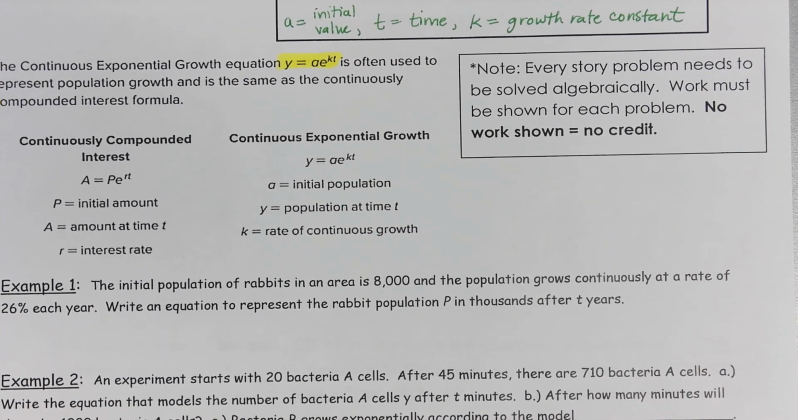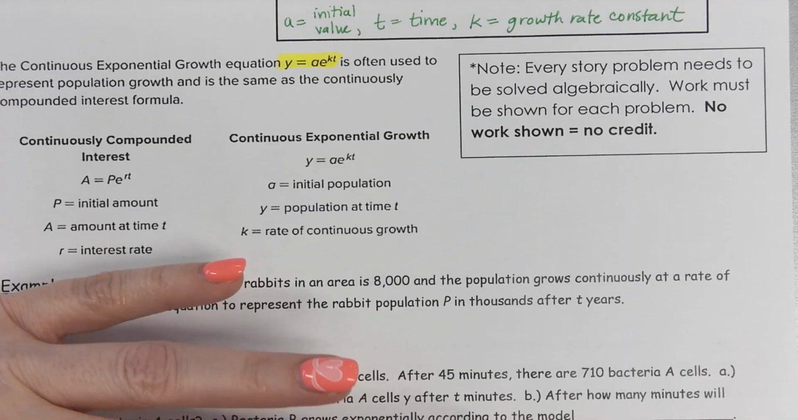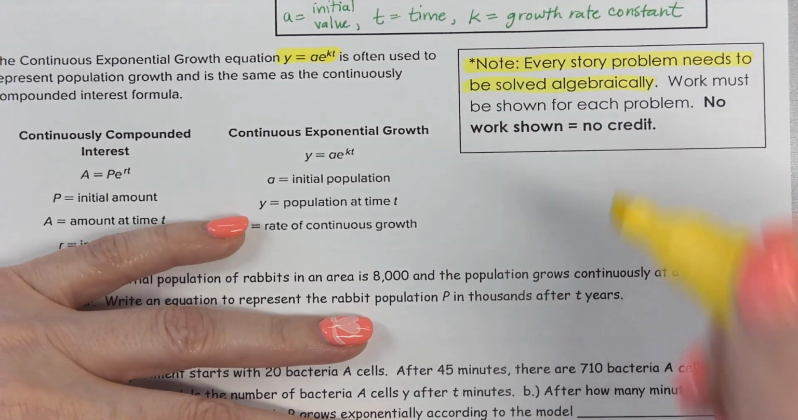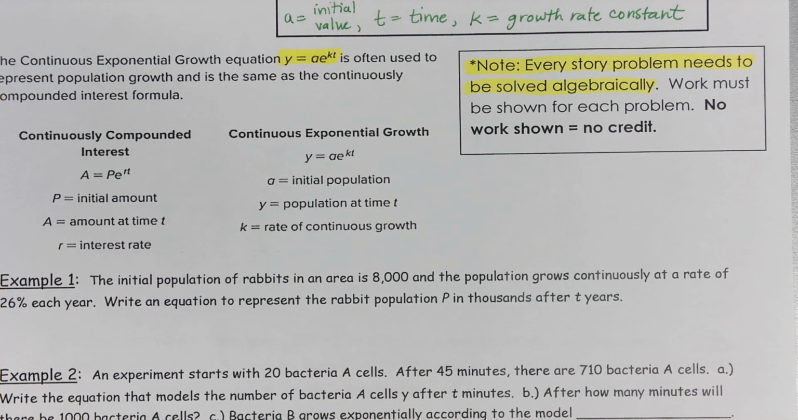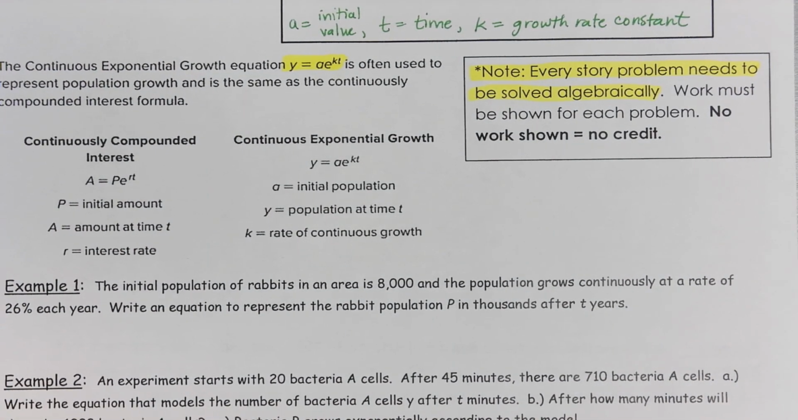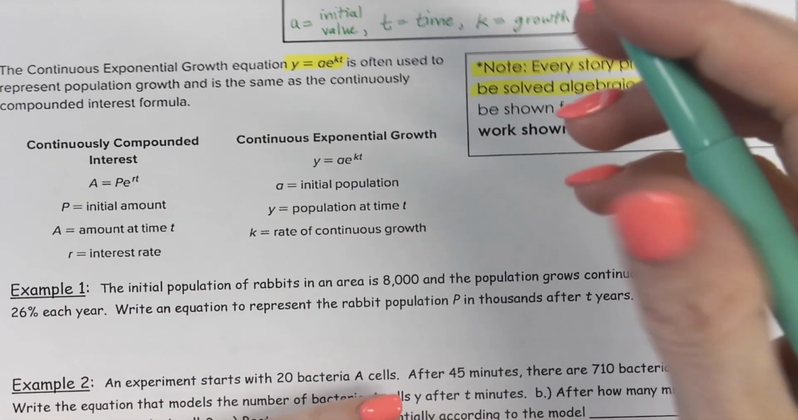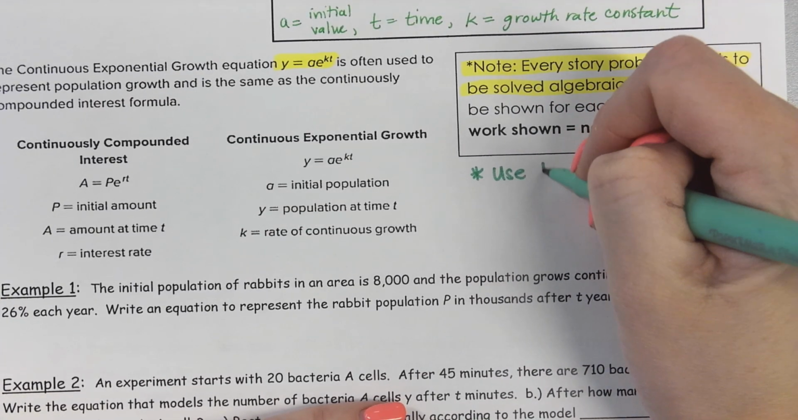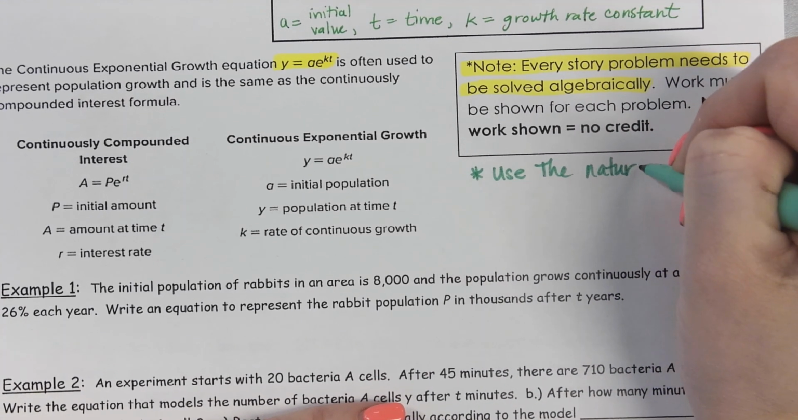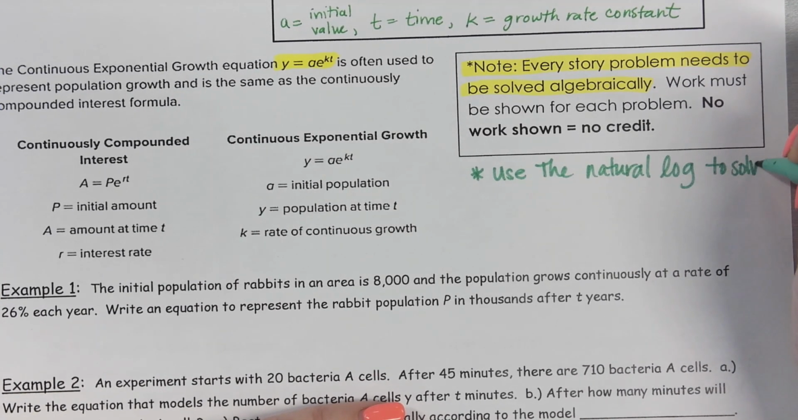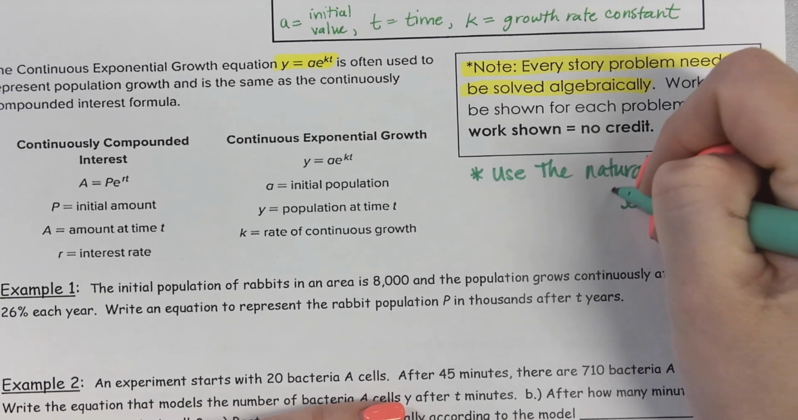So in this section, what I am assessing is your work with logs. So this note is that every problem needs to be solved algebraically. So you have to show that work with logs in order to get credit. And because we have e, what log undoes e? Do you guys remember the name of that from last week? The natural log, yes, so that ln. So we're going to use the natural log, that ln, to solve.